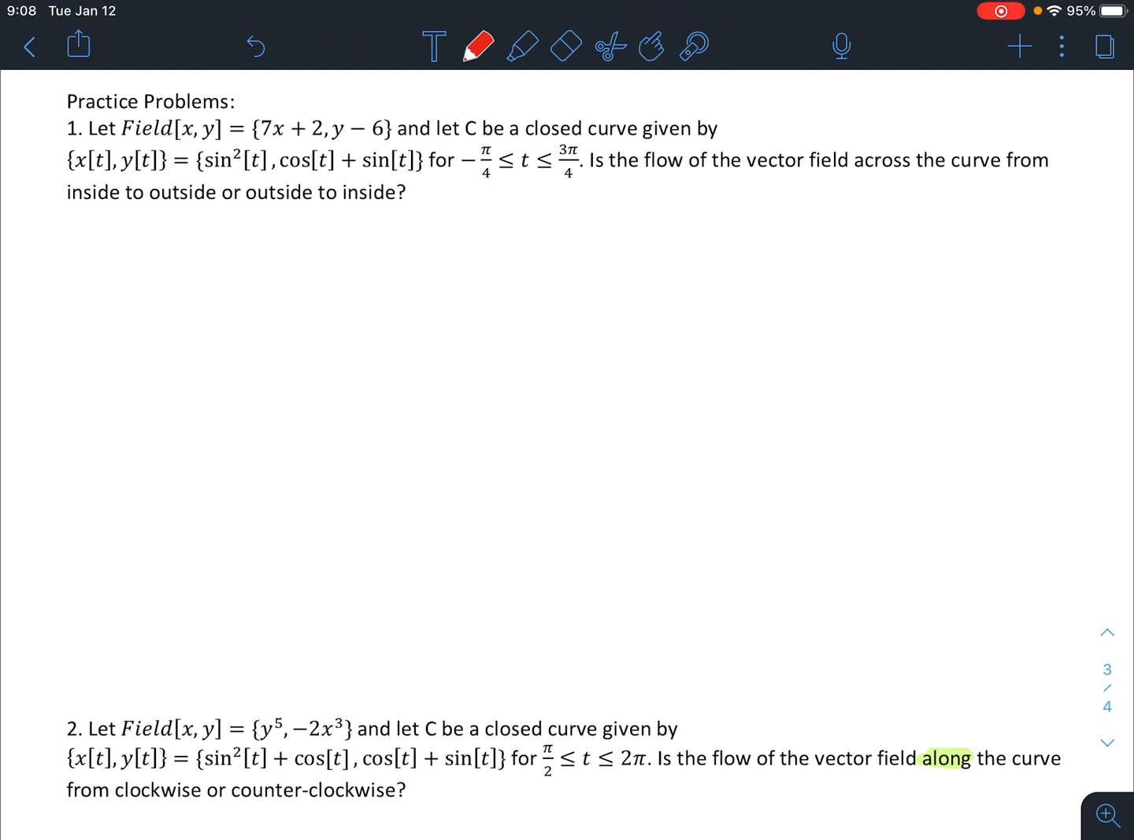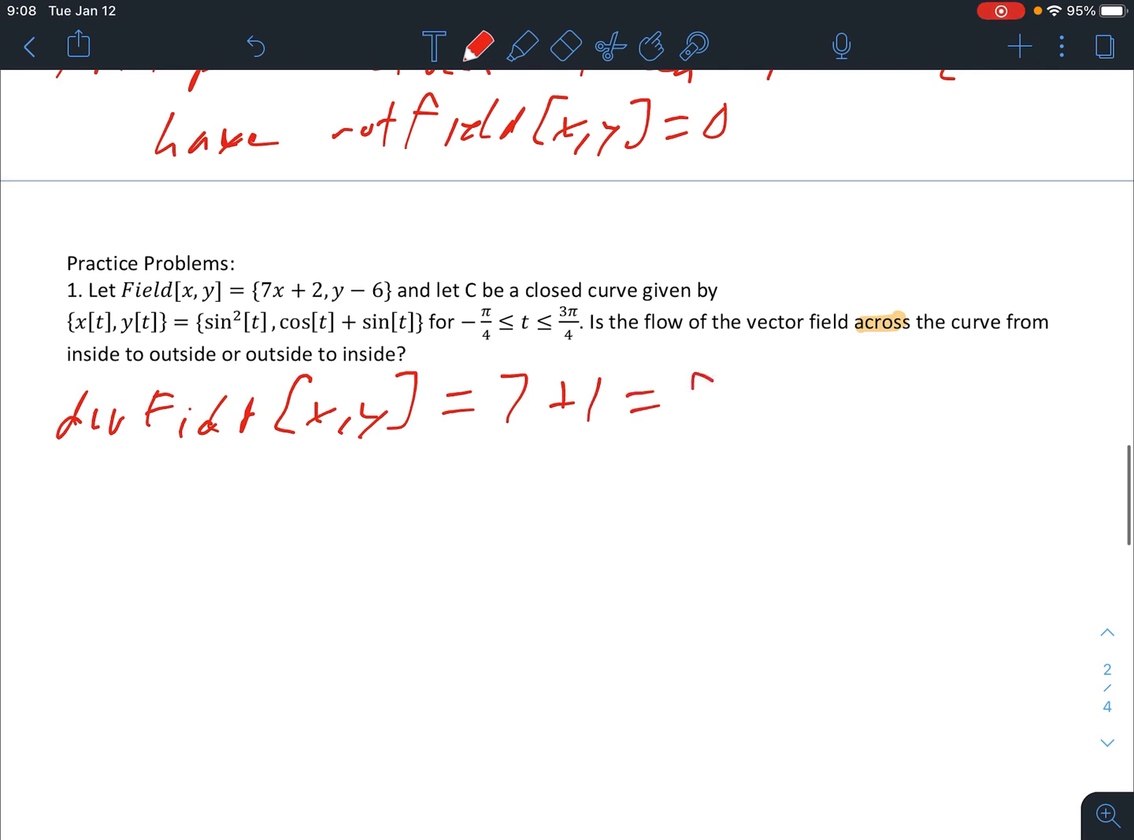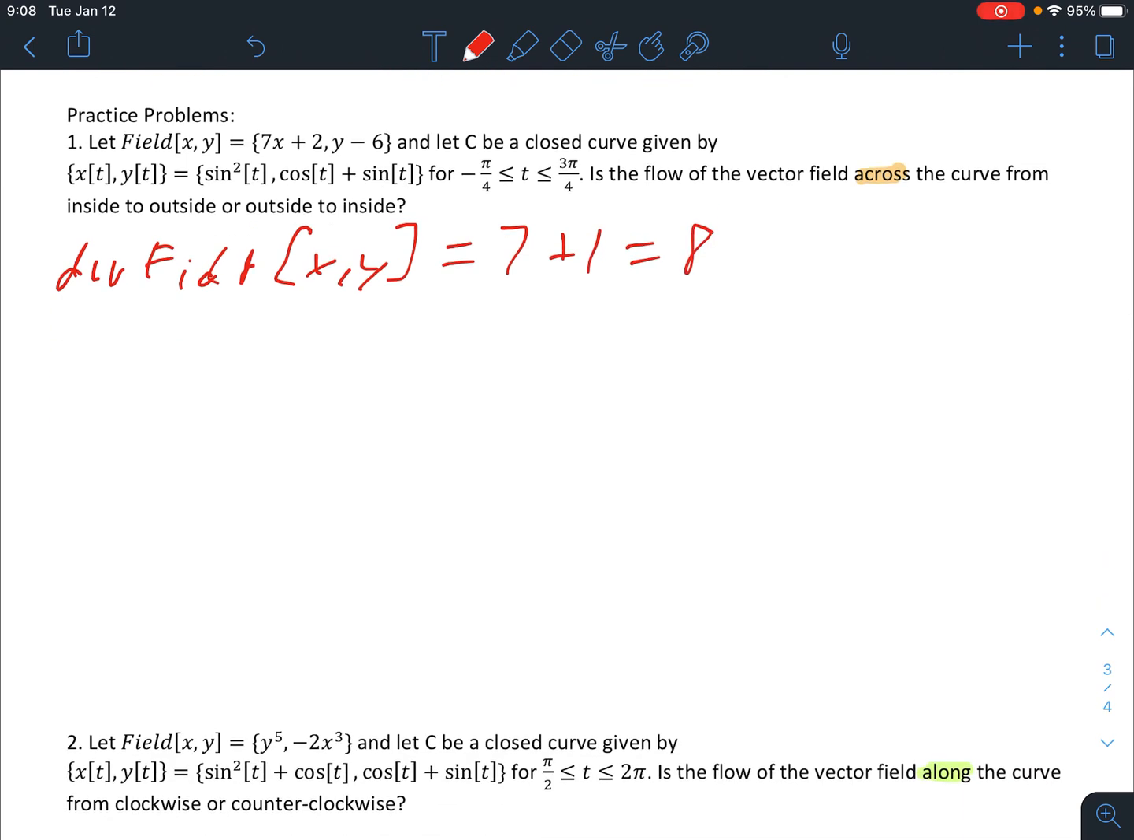So we have a field, and we have a closed curve, and we have an interval. And then it asks us for flow across. And as soon as you see flow across, you're thinking, all right, I want to try to use div field here, divergence of the field, if I can. It'd be a whole lot easier. So let's take the divergence of this field and see what we get, because there's no singularities. So I can use this. So the divergence of the field would be 7 plus 1, which is 8, which is going to make this really easy to do. So our double integral, it doesn't even matter what our bounds are, double integral of 8 is always going to be positive.